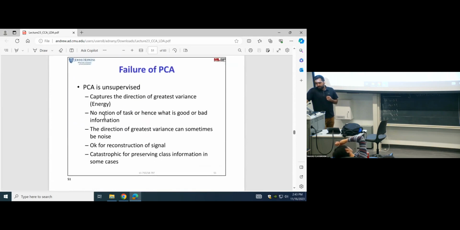So PCA is unsupervised because we don't care about the labels, right? We just find the direction of greatest variance, and we don't really label good or bad information. So it's kind of like a blind thing, PCA, because you're looking at the global pool. An outlier can screw up PCA because you're looking at the global pool.